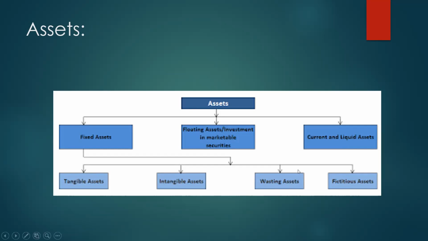Fixed assets are classified into four different types. The first one is tangible, second one is intangible, third one is wasting asset, and fourth one is fictitious asset. Tangible assets means it can be seen and even touched. What we can see and touch, we call tangible assets. For example, furniture, machineries, etc.